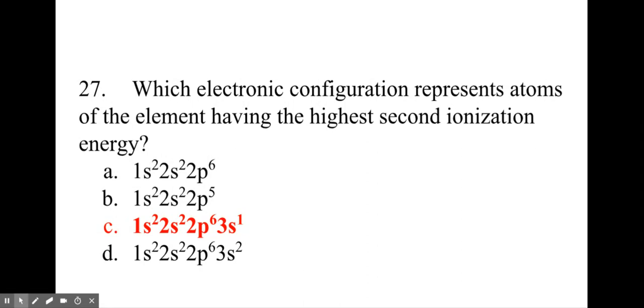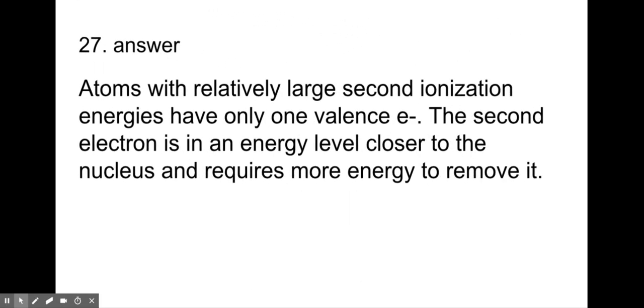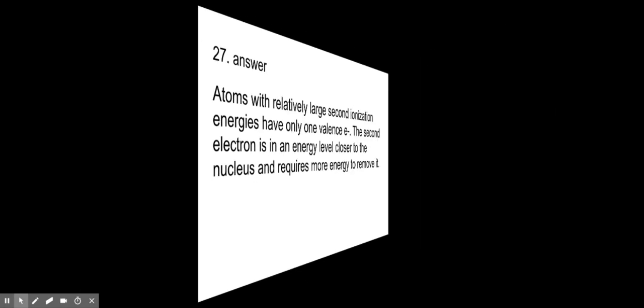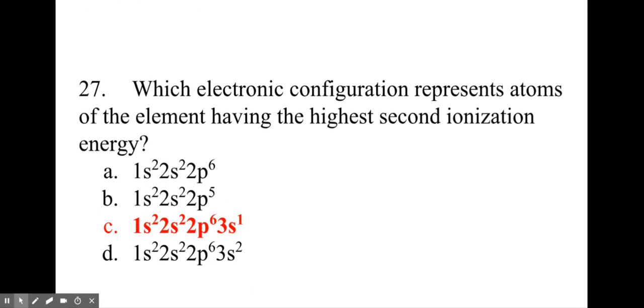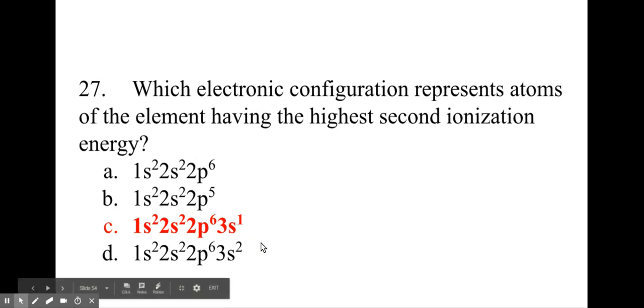Which electronic configuration represents atoms of the element having the highest second ionization energy? Now, atoms with relatively large second ionization energies have only one valence electron. That first electron is easy to remove. But once that outer shell is gone, now you're going to be removing electrons from one of your core levels closer to the nucleus, and so we have a really big increase from first to second ionization energy. So when we go back and look at our choices, where do I see an element that has only one valence electron? And we have it right here in choice C.